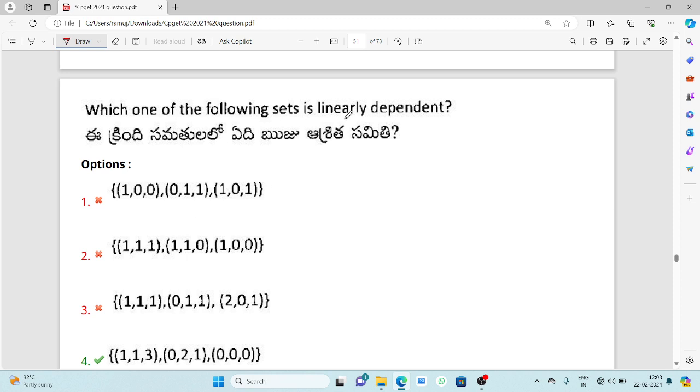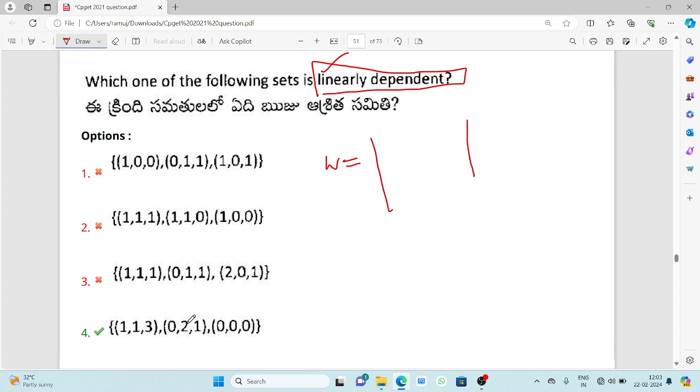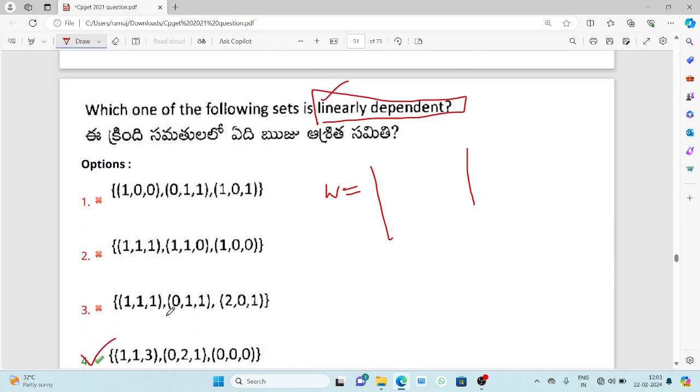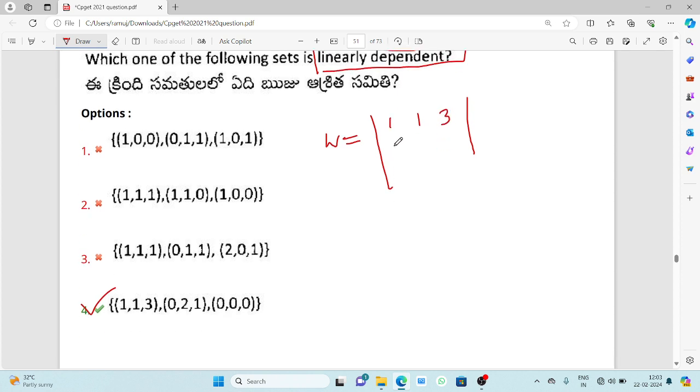Whenever these types of questions, linearly dependent or independent, come up, I will tell you one shortcut trick. We can directly find the Wronskian, meaning the determinant of that set of elements. If you solve the determinant, you will find that the fourth option is the correct one. You can take the determinant of the elements, either as columns or as rows.